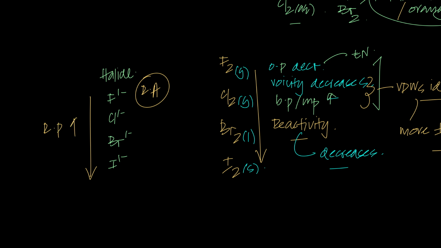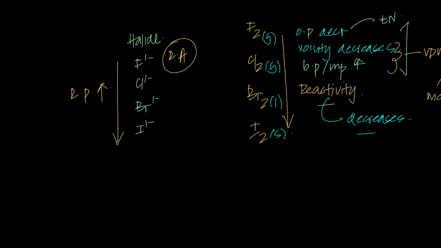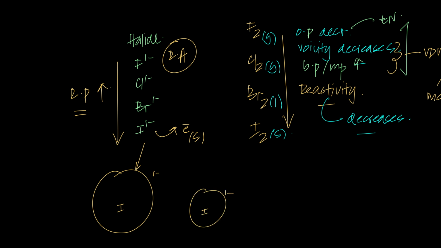Reducing power increases. Why does the reducing power increase? Because reducing power has to do with how easily it can reduce another substance, aka how easily it can give electrons. And down the group, the size becomes larger. The iodide ion is much larger than the fluoride ion, so it's easy for it to give electrons. That's why the reducing power increases, right? That's the idea. And we've already studied all of this in the last class.